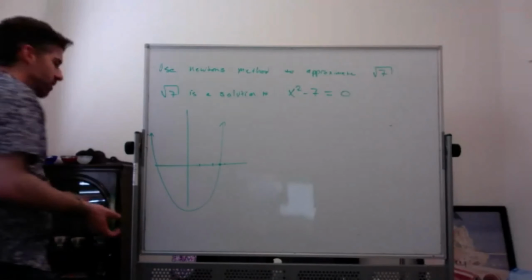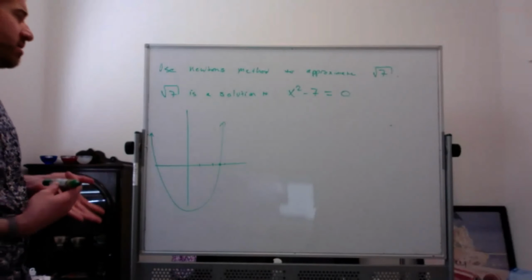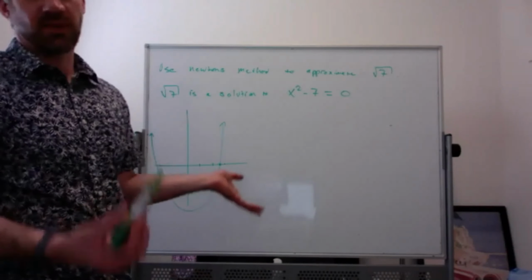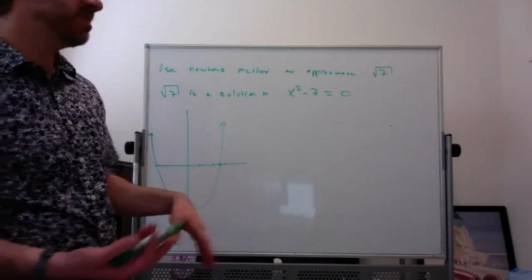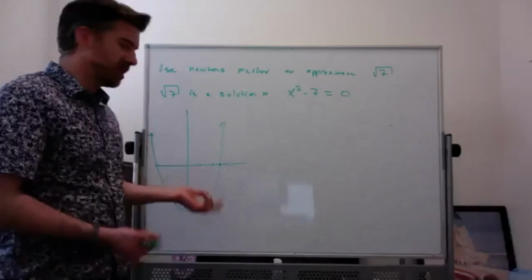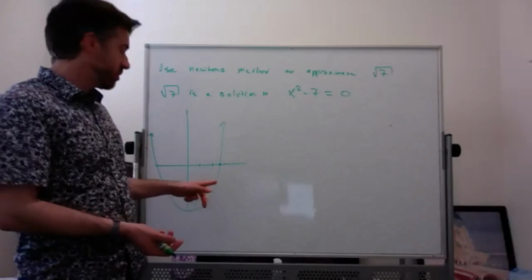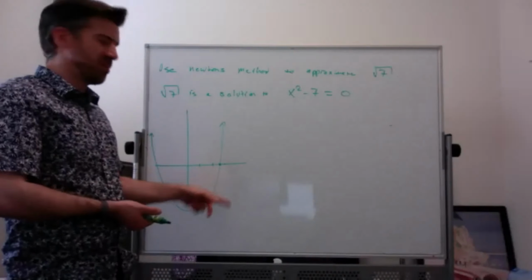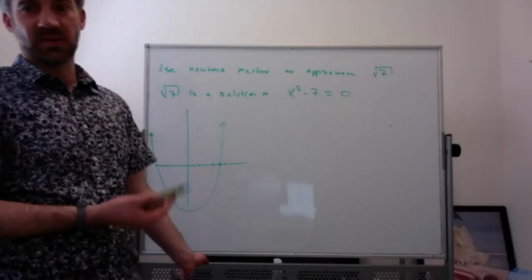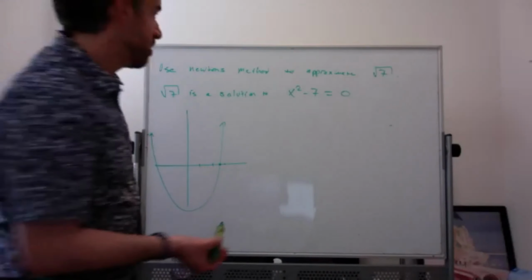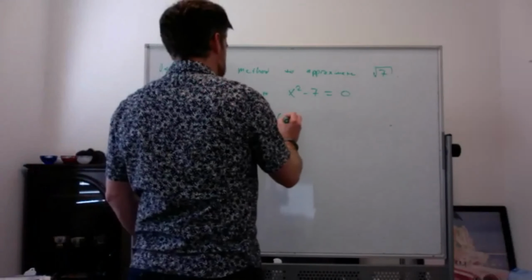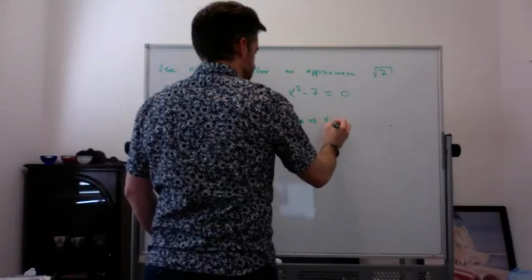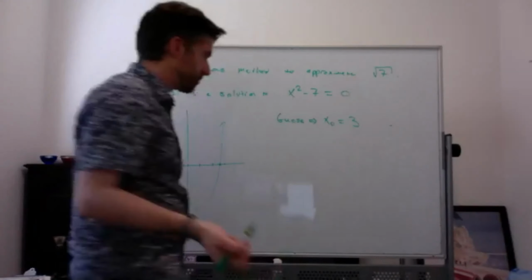Now, the idea behind Newton's method is we're going to make a guess. And the guess that you start off with, I wouldn't say it's arbitrary. Usually it's going to be an integer or a fraction that's as close to this number as possible. So if I was to pick between 2 and 3, I'd probably pick 3 because I think the square root of 7 is a little bit closer to 3. So I'm going to say my first guess is x naught equal to 3.